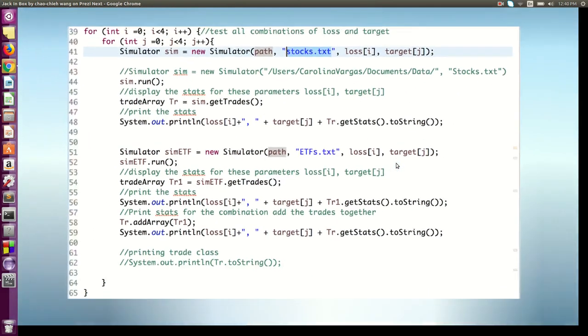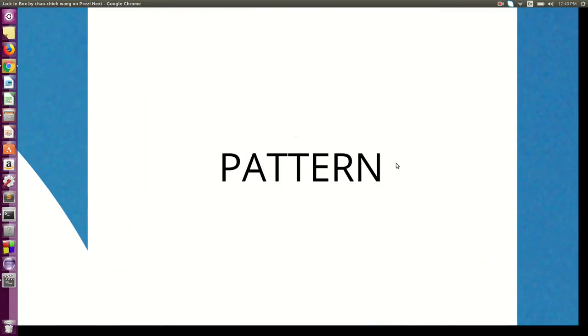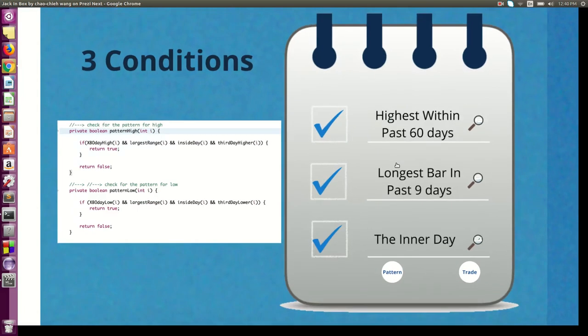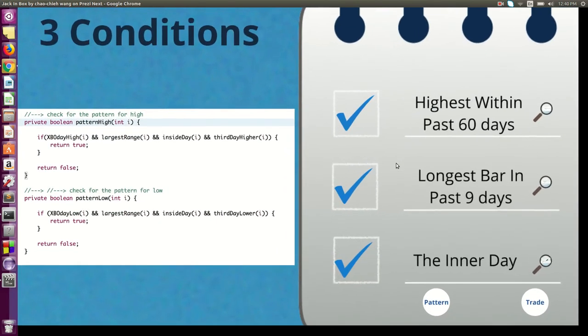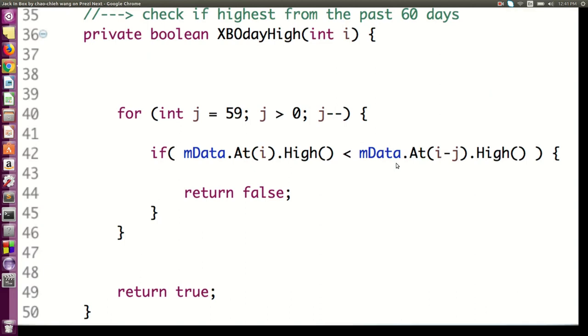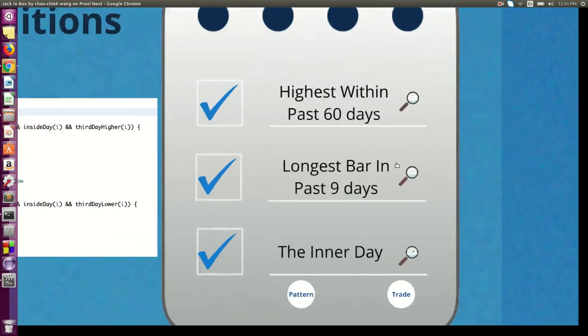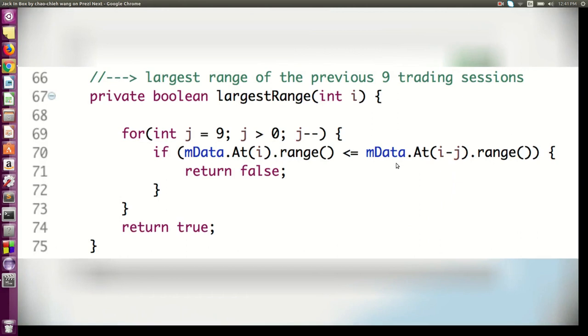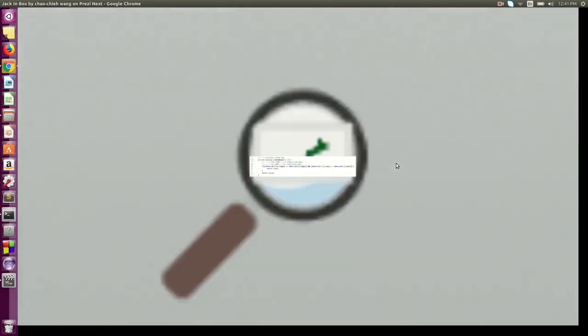We'll do the same thing in the ETF simulator. Now let's talk about the patterns of the Jack in the Box, which follow the three conditions, and I will show you how we implement those three conditions in our Java code. The first condition is the highest within the past 60 days. Here is the code where we are checking the highest in the past 60 days, the longest trade that's been held in the past 9 days, and finally the inner days.